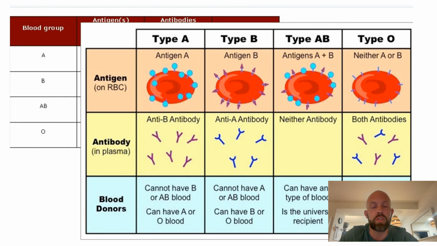There's something else called rhesus group, but we're not going to confuse ourselves with that today. You might have heard of it, so that's why I mention it. But typically for the IB, we're looking at the 4 blood groupings.